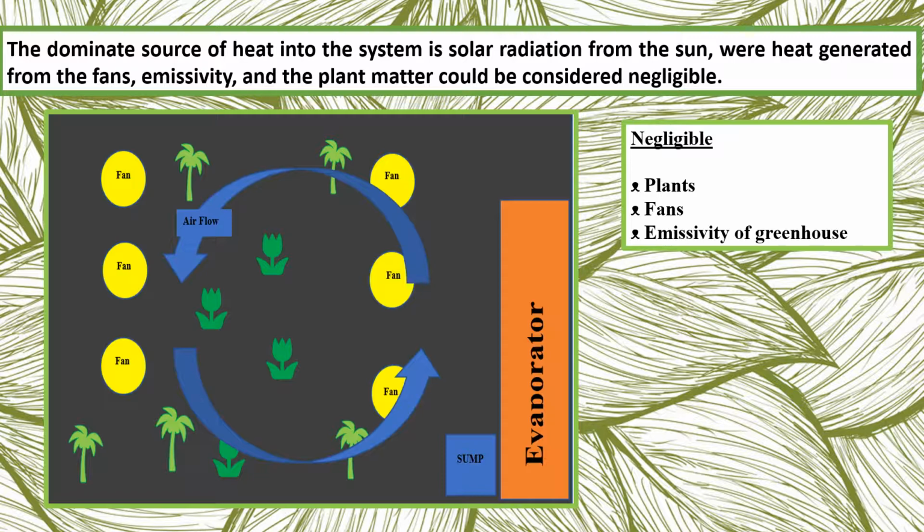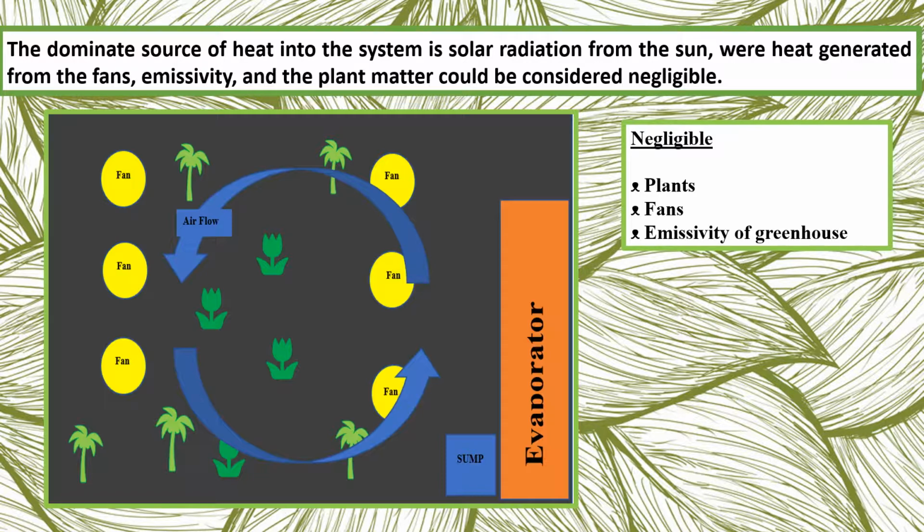When considering the fans, it was found that the fans had a 60-watt rating each, which made them 360 watts in total. This is less than 1% when compared to the radiation heat that is being put into the greenhouse. Another consideration was the amount of plants in the greenhouse releasing heat through respiration. There were approximately 120 plants.